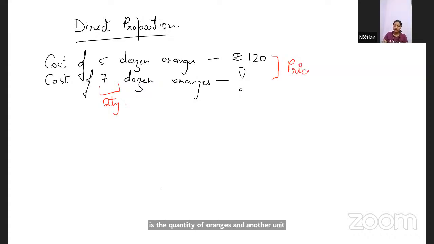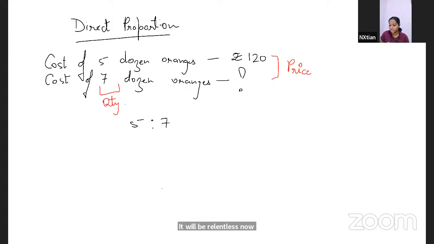Let's write them in the form of proportion equation. What is the answer, 2016? No, the answer is not 2016. Try again. 2016, no. It's not 2016.